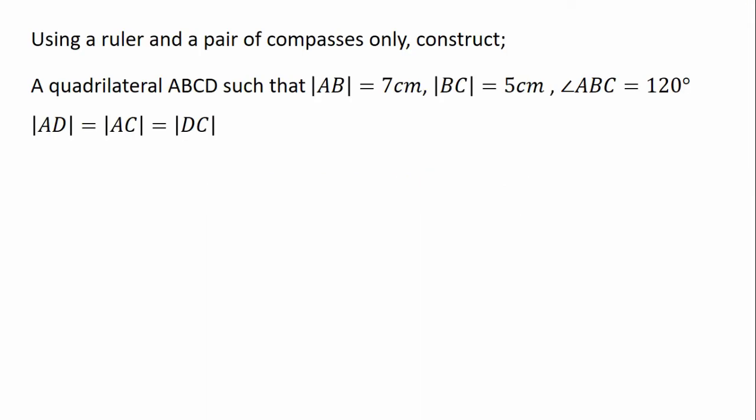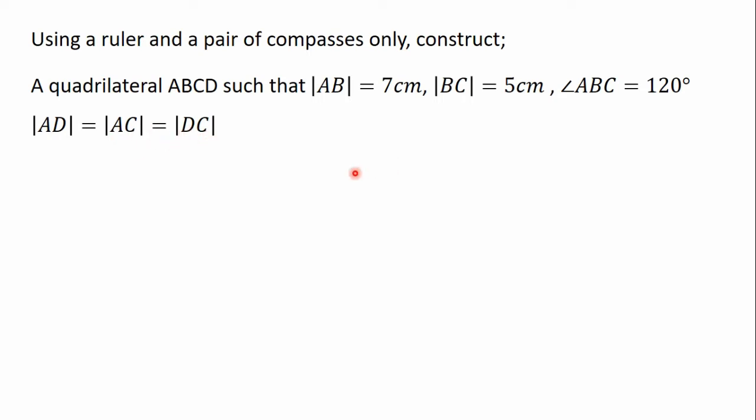The question for this video is, using a ruler and a pair of compasses only, construct quadrilateral ABCD such that AB is equal to 7 centimeters, BC is equal to 5 centimeters, angle ABC is equal to 120 degrees, and AD is equal to AC and is equal to DC.